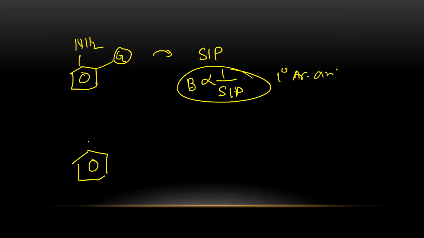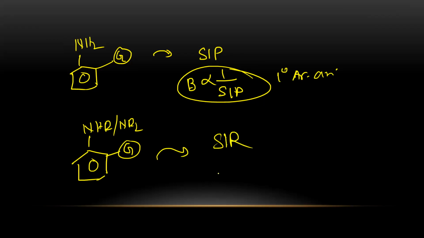But if here it is NHR or NR2, then there are different groups, and then we will have steric inhibition of resonance. Then here basicity is proportional to steric inhibition of resonance, right? So I think it is very much clear to you.